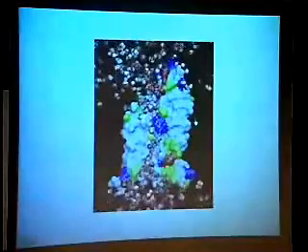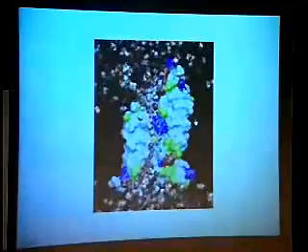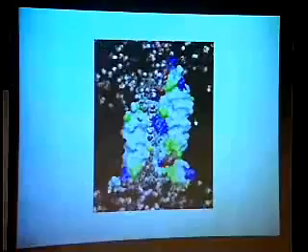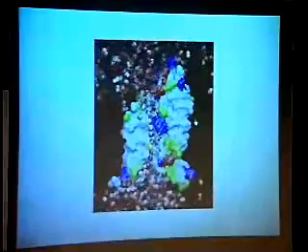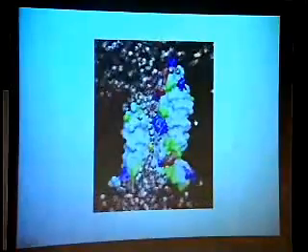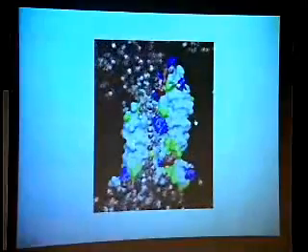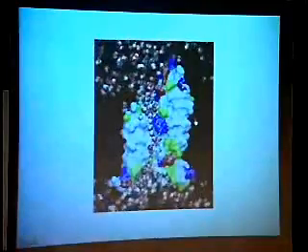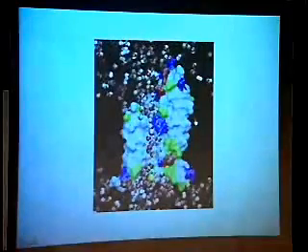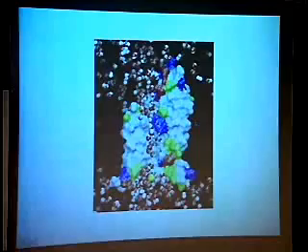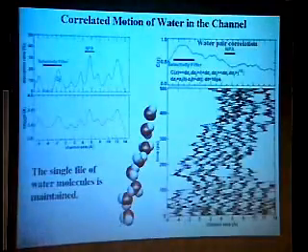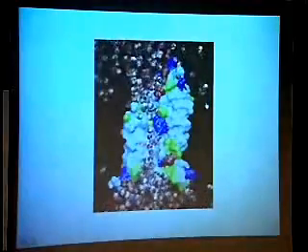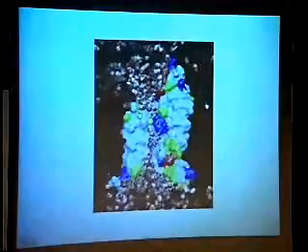This is the selectivity filter region, and this is the narrowest part of the channel. You see that water molecules are strictly in single file in this region, and that makes their motion highly correlated because they have to stick with each other. Then down here, this is the NPA region. We have these 2 asparagines as we discussed, and we have a little bit more space here. Water molecules have a chance to switch places here and transiently break the single file.